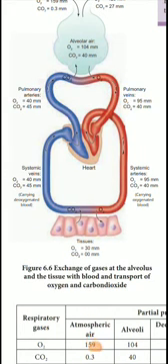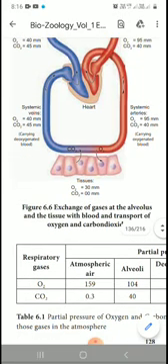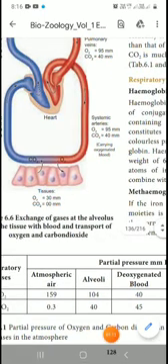Systemic veins have oxygen at 40 mm Hg and CO2 at 45, carrying deoxygenated blood. Here the blood is carrying oxygenated blood on the left side. The red color is oxygenated blood, the blue color is deoxygenated blood. Up here the pulmonary veins are there, and they are also involved in the pressures.